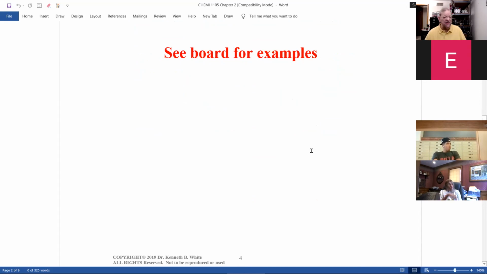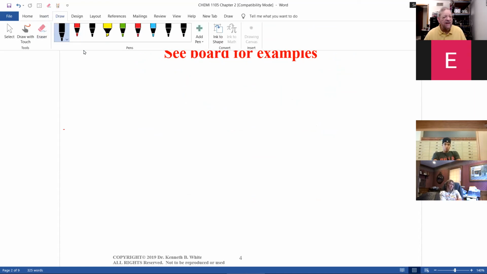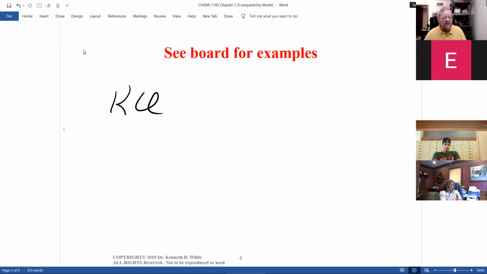And let's do a couple examples. Whoops, wrong color. How many atoms are in KCl? Your turn. And the answer is 2. 1 potassium, 1 chlorine, 2 atoms.